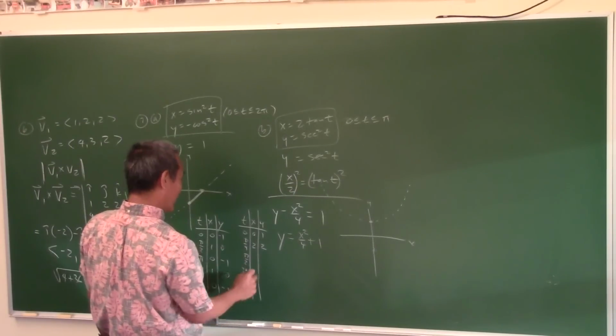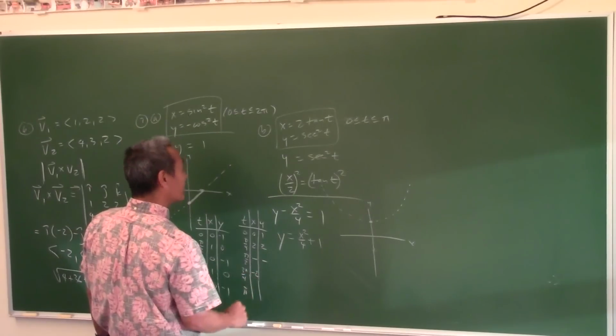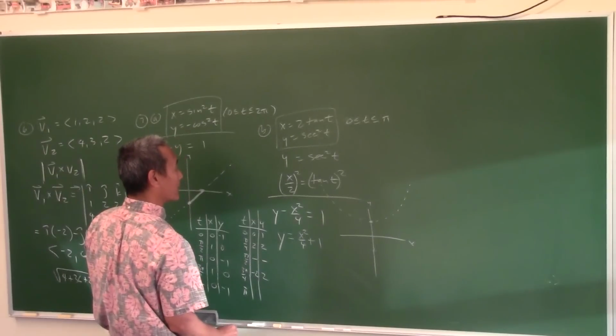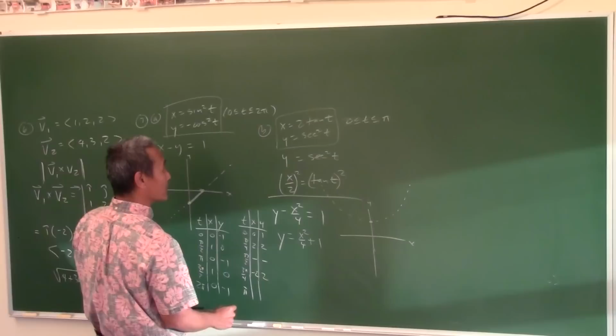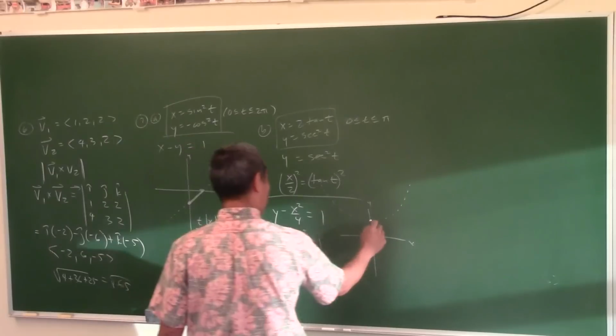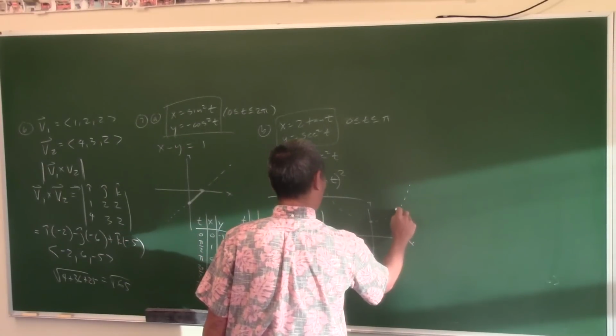Pi over 2, undefined, undefined. 3 pi over 4, negative 2, 2, root 2 squared, right? Negative root 2 squared is 2. And then finally pi, you're going to get 0, negative 1 squared is 1. So the particle starts here, it goes up to the point 2, 2, and then it explodes out to infinity.